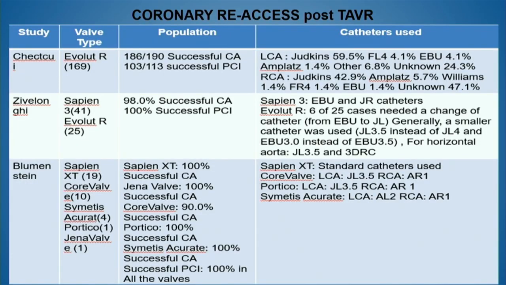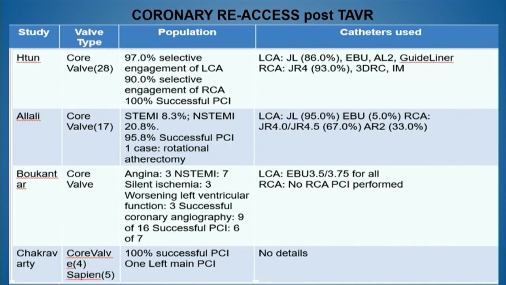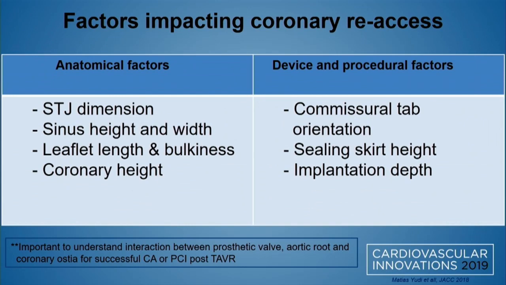in the future. So there have not been any randomized trials, but there's a lot of these observational trials that show that PCI and coronary angiography with multiple valve types are feasible. And you can see most of them are almost 100% successful. And you're using a bunch of catheters, and I'll go through that. So there's factors that impact the coronary reaxis, particularly the anatomical factors and device and procedure-related factors.